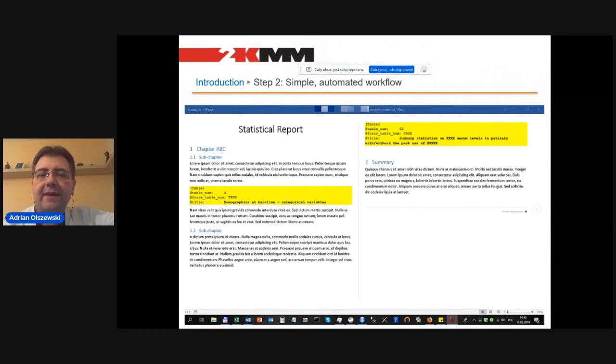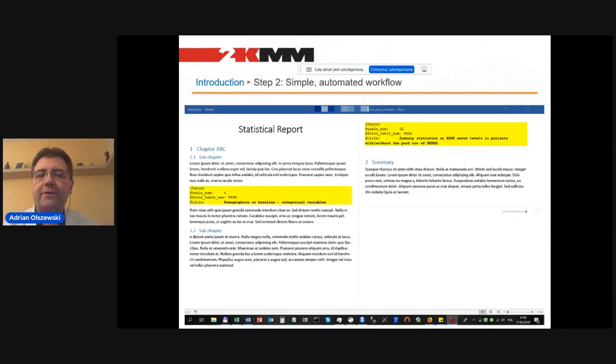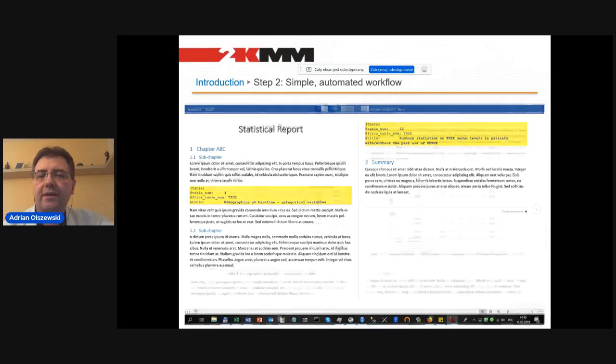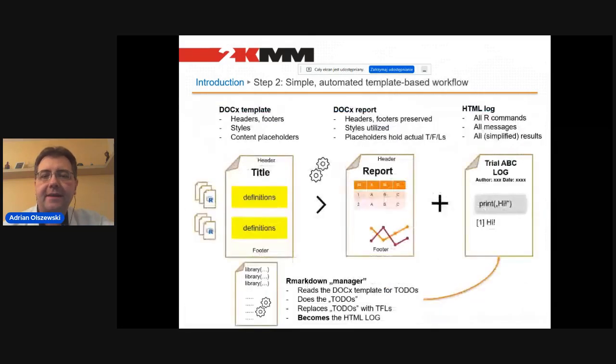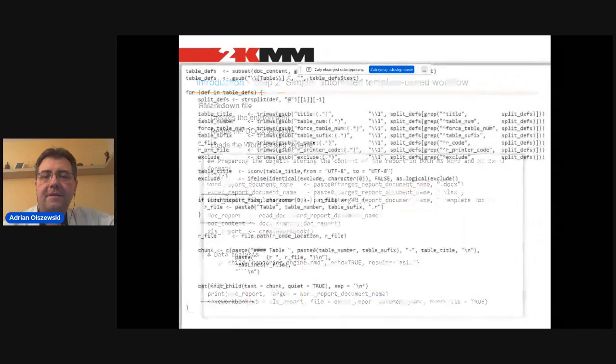The second step was to create a simple automated workflow. What does automated mean? It starts from Word-based templates, in a Word document where the analyses are described, and then it turns into the final report where the placeholders for the contents are replaced with the actual tables, figures, listings. So we employ R Markdown, and we automatically obtain a log of all the operations, an HTML log. We obtain a Microsoft Word report with all the tables. This is really very flexible, and it allows us to automate a lot of things.